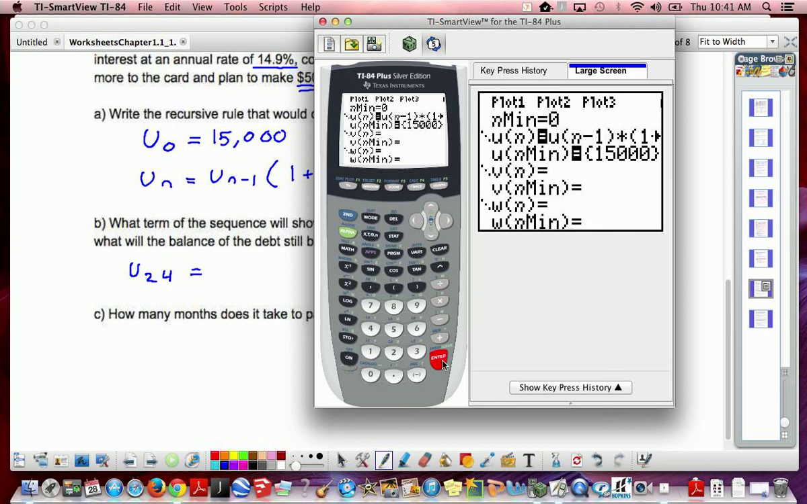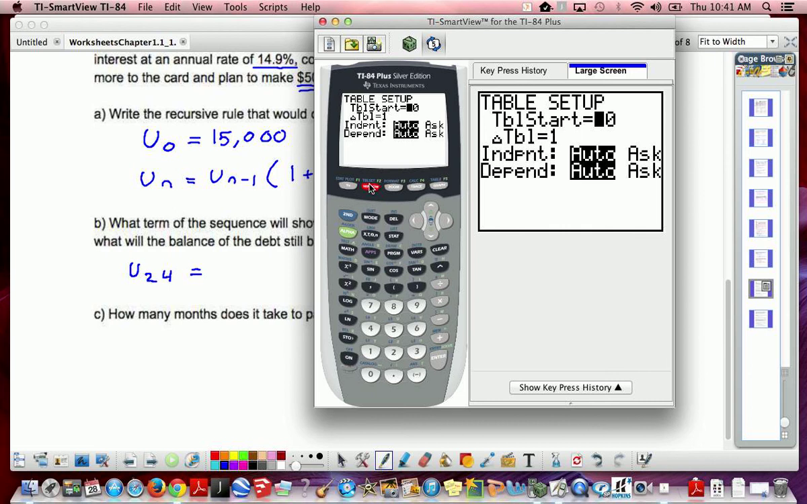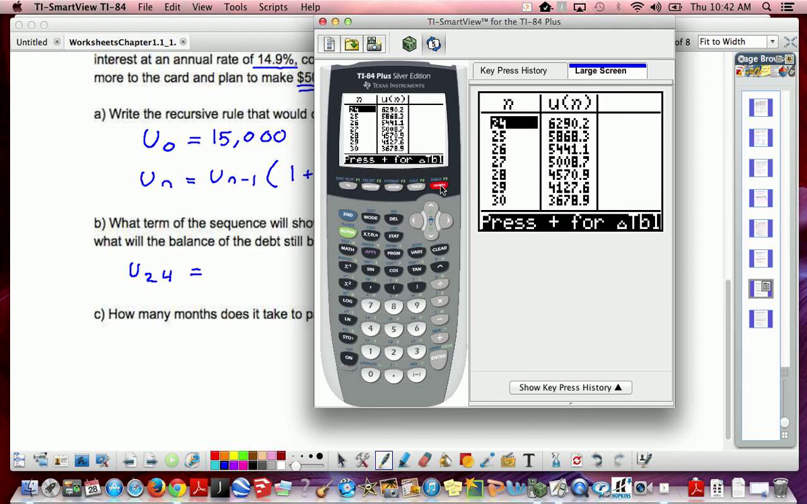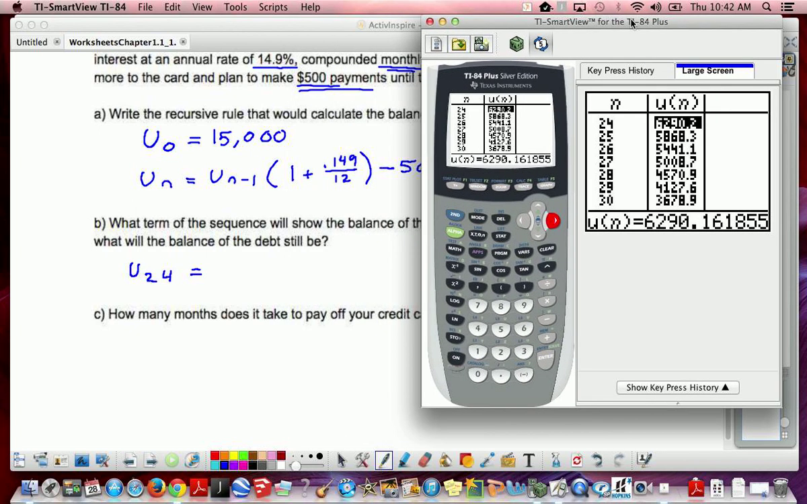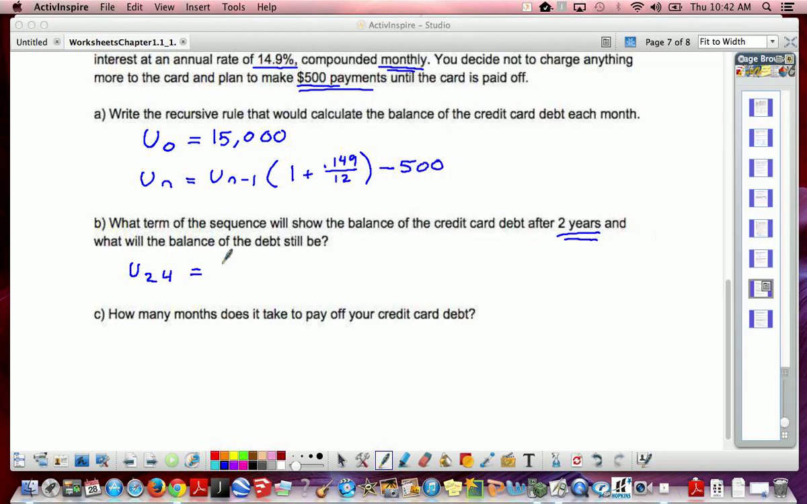So, go ahead and hit enter there. And now I'm going to go to my table set. I'm not going to start at 50. It'll take a little while. I'm going to start at 24 since I want to see what my balance is after 24 months. So we take a look at it. Wow, I still owe $6,290.16. Wow, still don't have it paid off yet after 2 years.